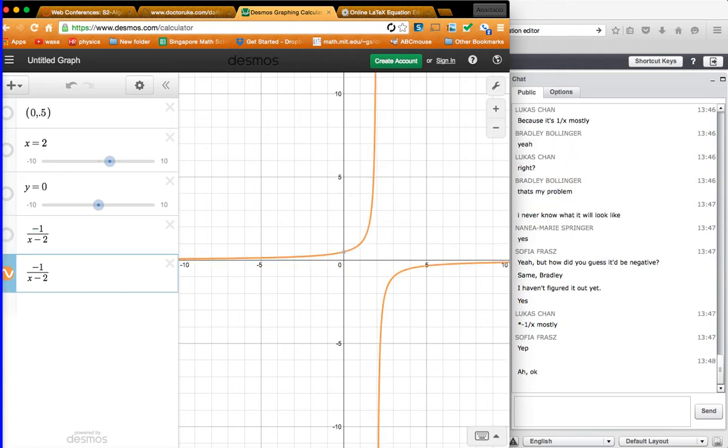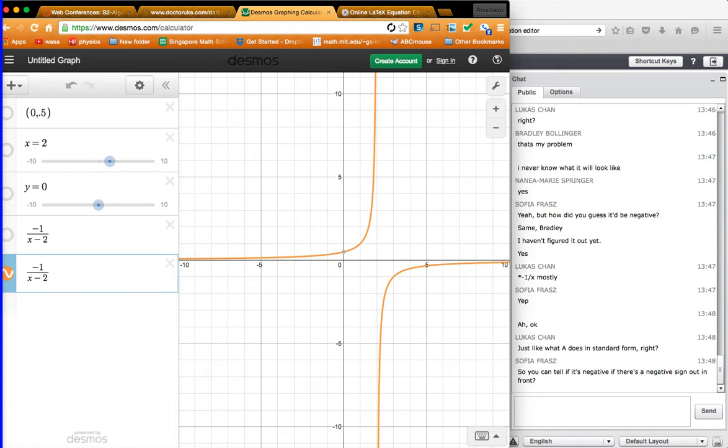Is it the same thing if you leave the negative on the right there? Yeah. That negative can go right in front of that one or in front of the whole fraction. It does the same thing. But as long as there's only one term.